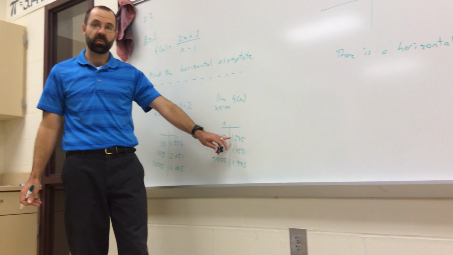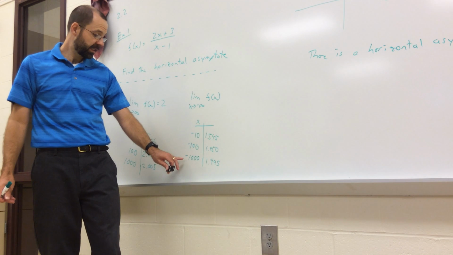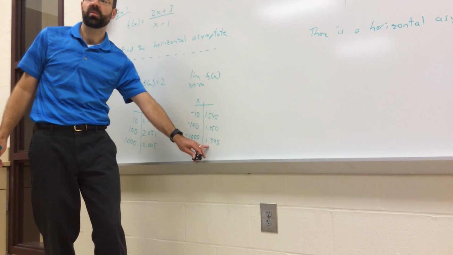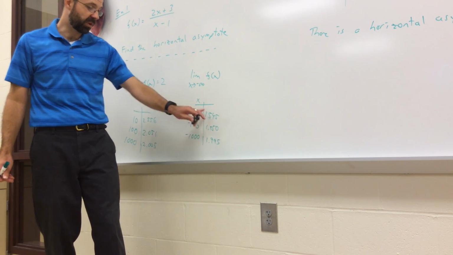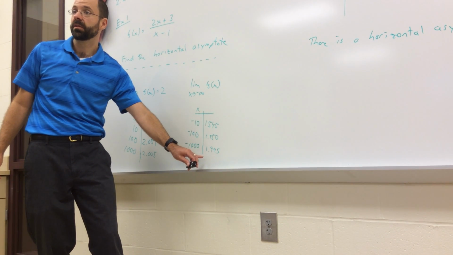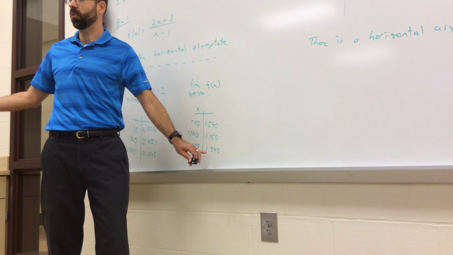So for negative 10, I got 1.545. For negative 100, I got 1.950. And for negative 1,000, I got 1.995. So what are those getting close to? 2 as well. So that means there's not a different horizontal asymptote.